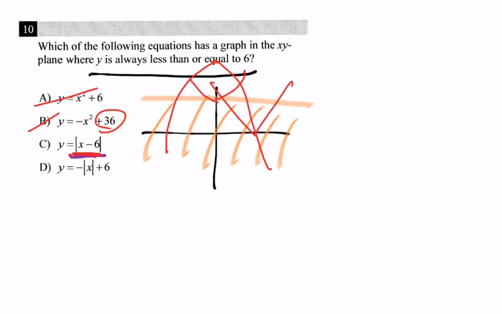Lastly, we have y equals negative absolute value of x plus 6. So then we know that the y-intercept is 6, and then it's going to come down this way. So our answer is choice D. All right, let's move on to the next question.